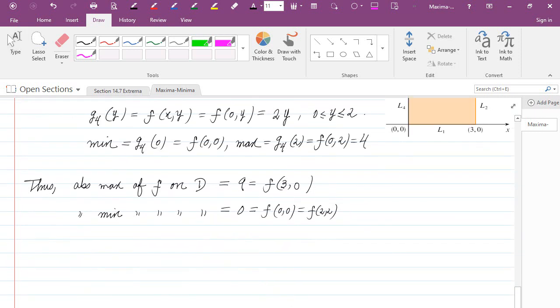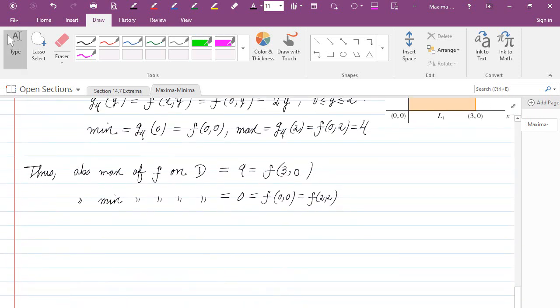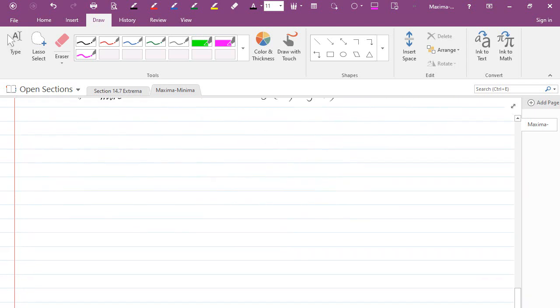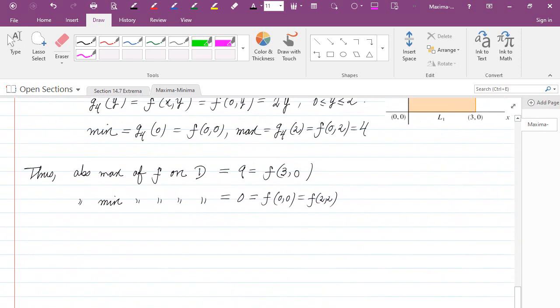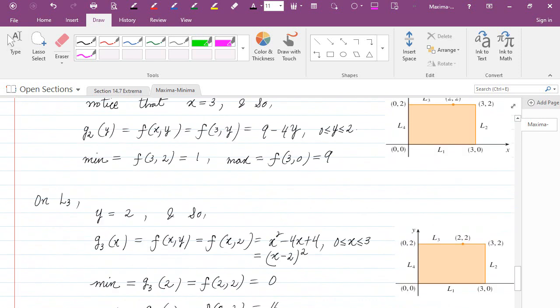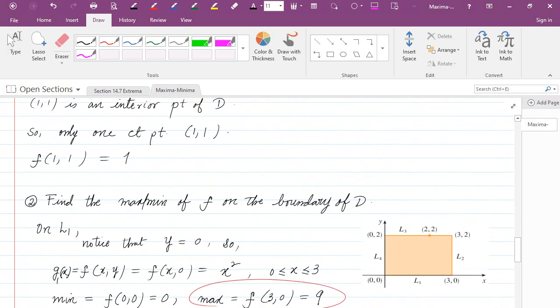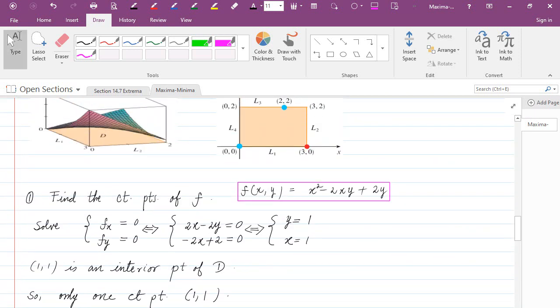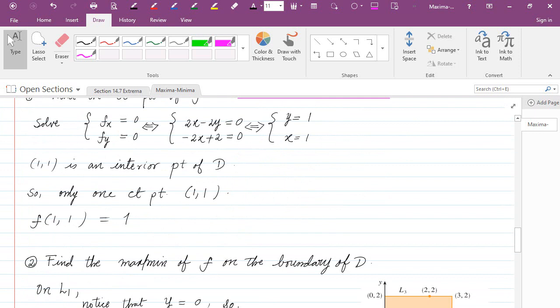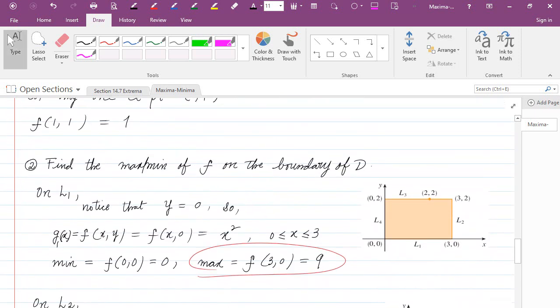So after we compare them, this is the conclusion we make: the absolute maximum value of f on D is 9, which occurs at the point 3, 0, and the minimum value of f on D is 0, which occurs at 2 points, 0, 0 and 2, 2. Okay, so that's the example that should illustrate how to find the maximum and minimum of a continuous function on a closed and bounded subset of 2-space.